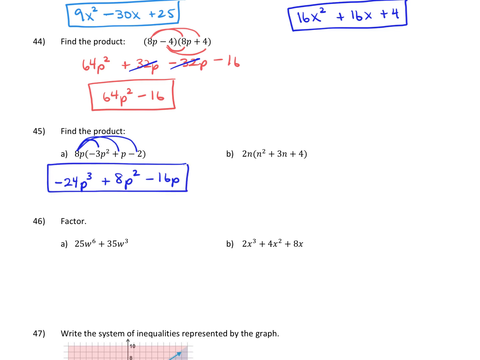All right, part B, very similar. We're going to go ahead and distribute the 2n. If you want to multiply with a box, it'll be a 1 by 3 box. Let's see, 2n times n squared, my brain went to the cubed, is 2n cubed, add your exponents to get the n cubed. Now 2n times 3n, 2 times 3 is a positive 6, n times n is n squared. And then 2n times 4, 2 times 4 is a positive 8n. Any like terms? Nope. There we go.